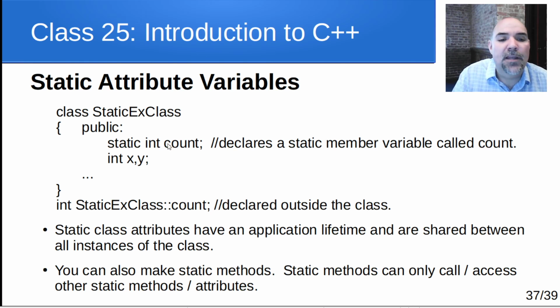So in other words, this count, we could have the constructor increment it, we could have the destructor decrement it, and any of these objects could tell how many objects of that class type have been created. There are some reasons why you might want that. It's a shared variable between every one of the members of that class. They have their own X and their own Y, but a shared count. You can also make static methods, where that code is shared between all of them, but static methods can only call or access other static methods and other static attributes. They can't access instance attributes.